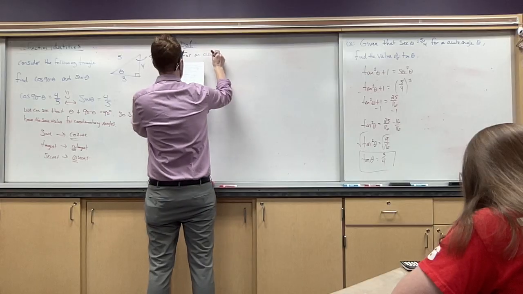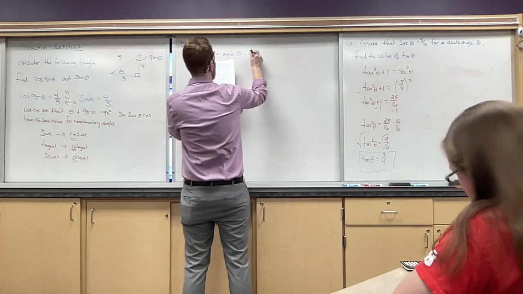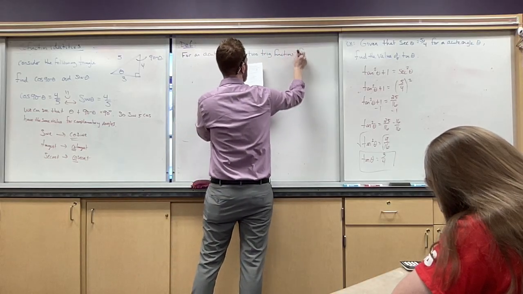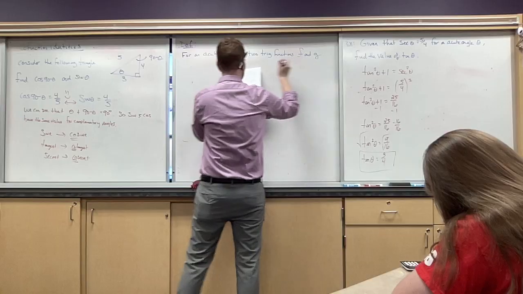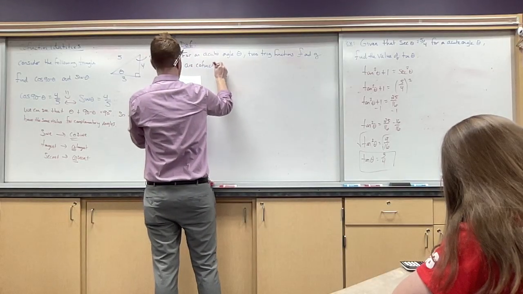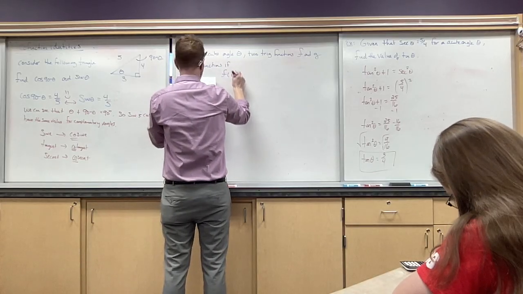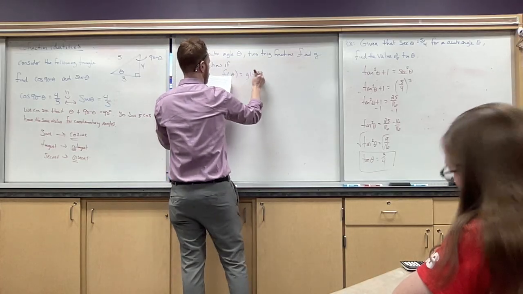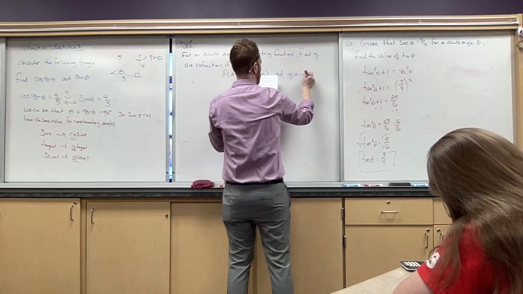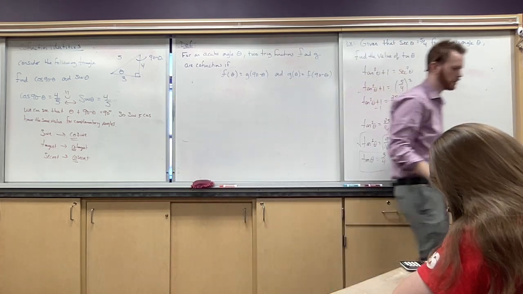For an acute angle theta, okay, two trig functions, we're going to call them just f and g, are cofunctions if the following is true. Okay, step out of the way so you can copy that down.